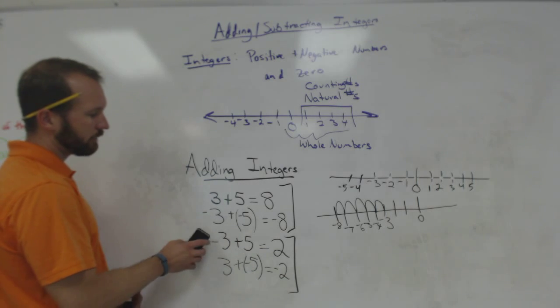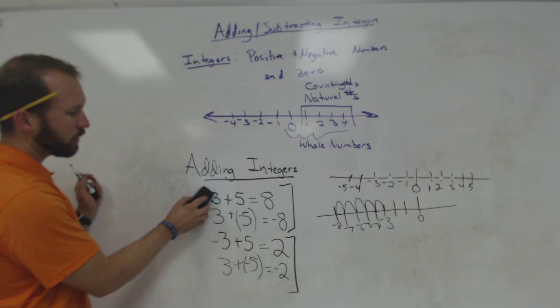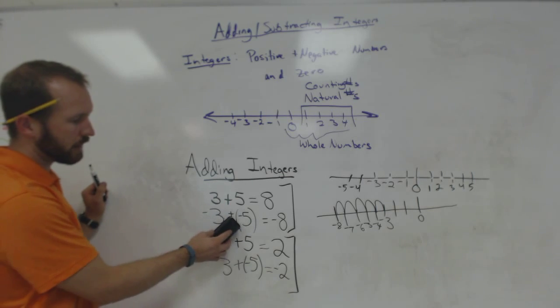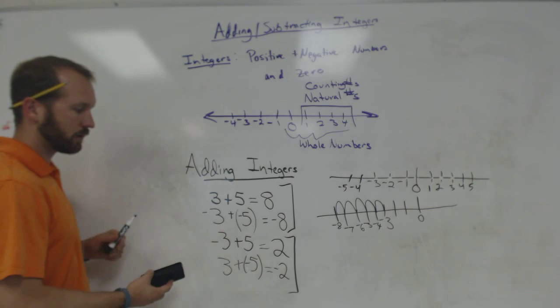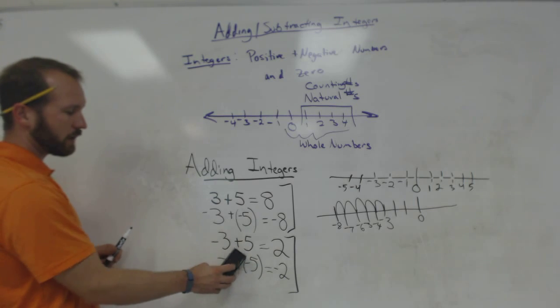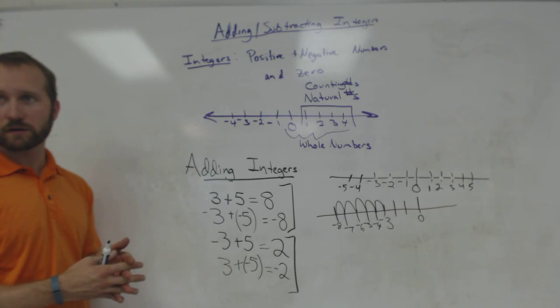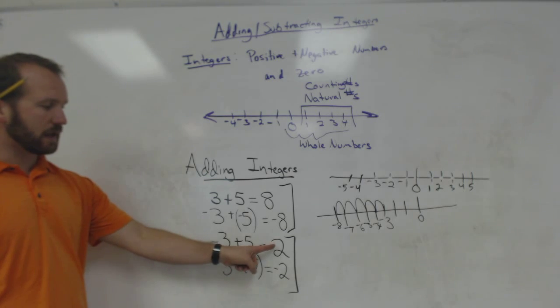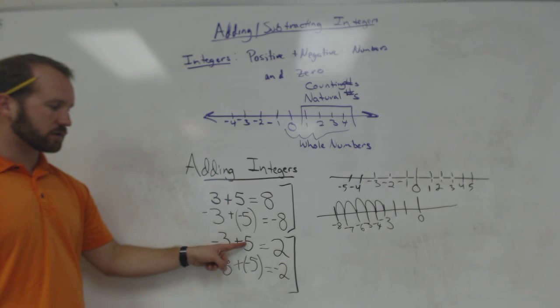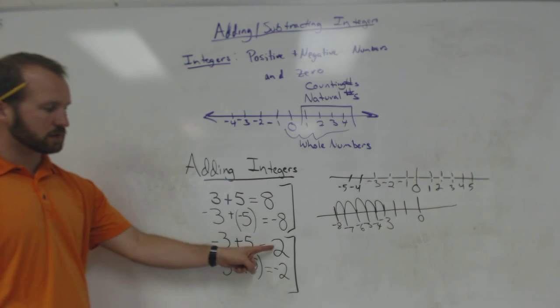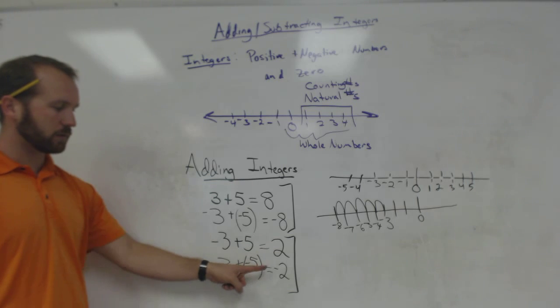I also think it's really helpful to think about this. If they're both positive, I get a larger positive number. If they're both negative, I get a larger negative number. If one is negative and one is positive, I subtract the numbers, and I keep the sign of the larger number. So I keep the sign of 5 here, which is positive. I keep the sign of 5 here, which is negative.